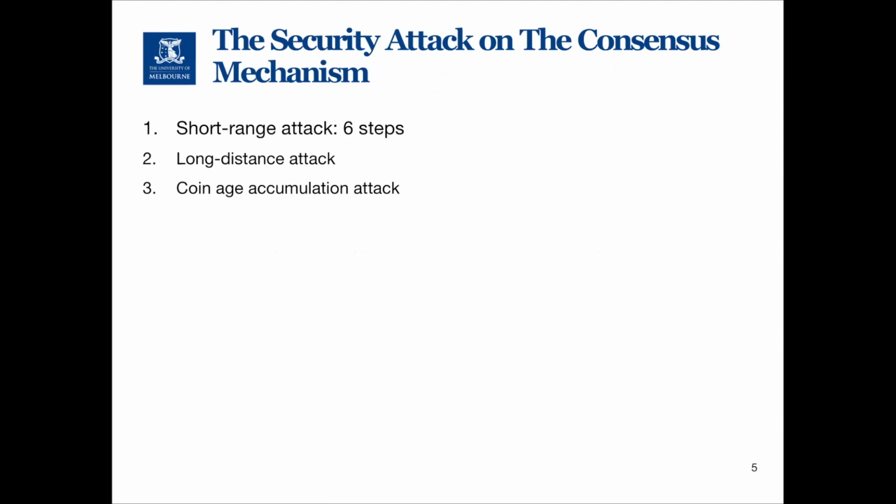Okay, the next thing to introduce is the security attack on the consensus mechanism. Here we introduce three major types of security attacks. The first one is a short-range attack. This type of attack is typically a bribery attack, which mainly affects the POS consensus mechanism. There are 6 steps to attack.